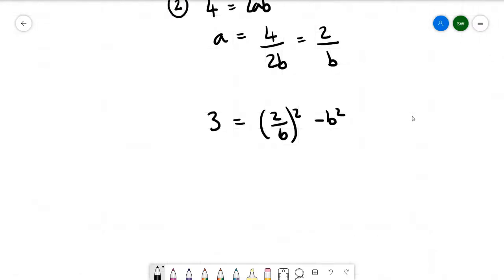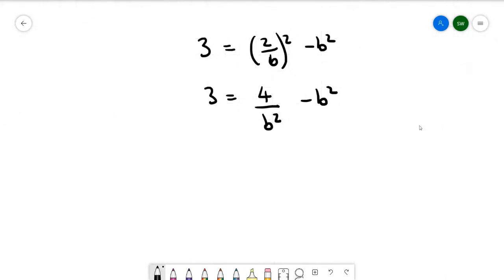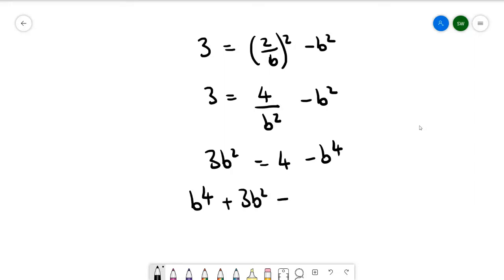Okay, and then we can write this fraction out as 4 over b squared, square the top, square the bottom. And then I'm going to times through by b squared to get rid of this fraction. So we'll have 3b squared equals 4 minus b to the power of 4. And then I'm going to take everything over to one side, and we'd have b to the power of 4 plus 3b squared minus 4 equals 0.